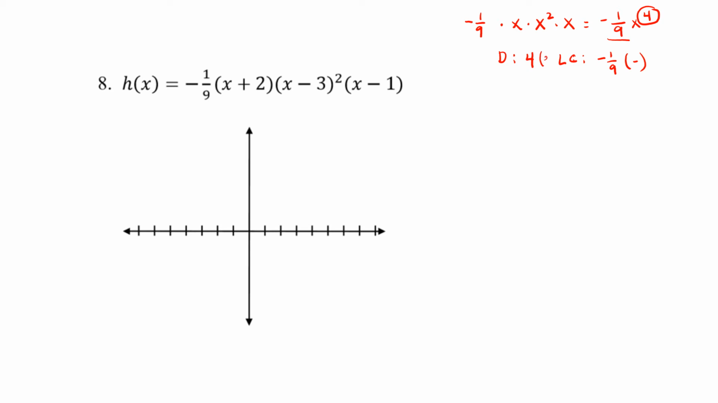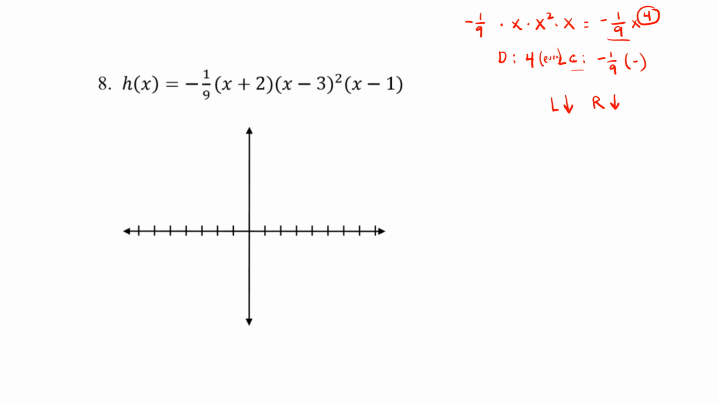Sorry, the degree is even, which is what we want, right? Because now, if the leading coefficient is negative, that tells us that the right side has to go down. And since the degree is even, the left side goes in the same direction, which means it also goes down. We know our end behaviors. It should end up looking something like that, where the right and left side both go down. Okay, now we can move on to the next step.